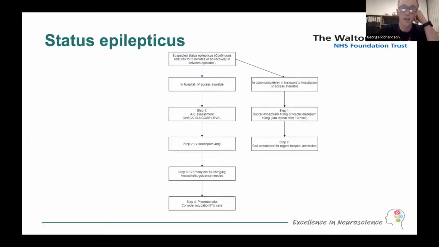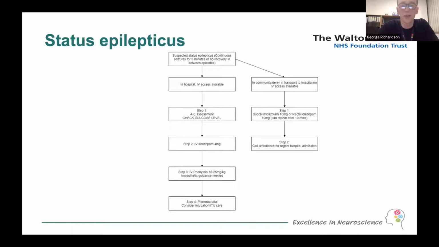If the patient's in hospital and you've got IV access, then you can move on to the next step, which would be to check their glucose. And the dose that you would give IV for a benzo in this situation is different. You would typically give IV lorazepam, and that's 4 milligrams. So the way to remember the doses for these, and I think it's probably worth knowing because it's pretty easy to remember, the buccal and rectal doses are both 10 milligrams, and then the IV lorazepam is 4 milligrams.